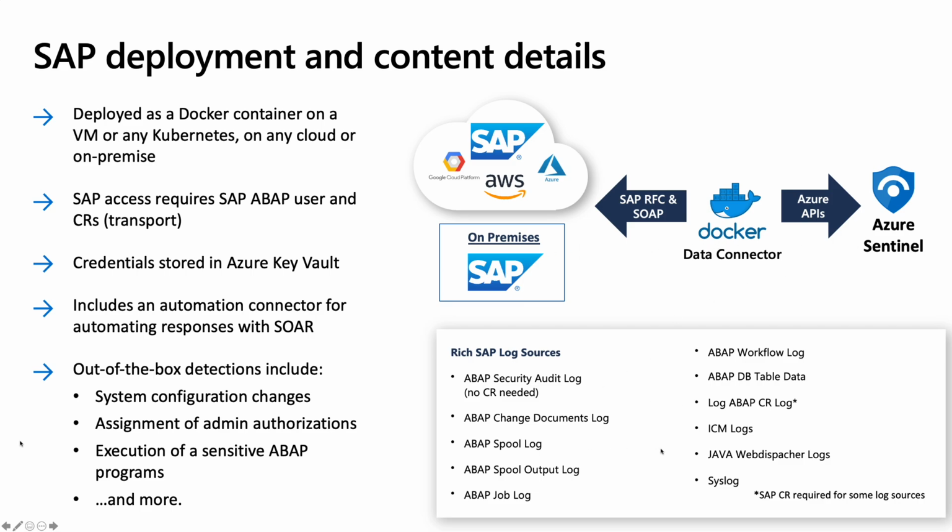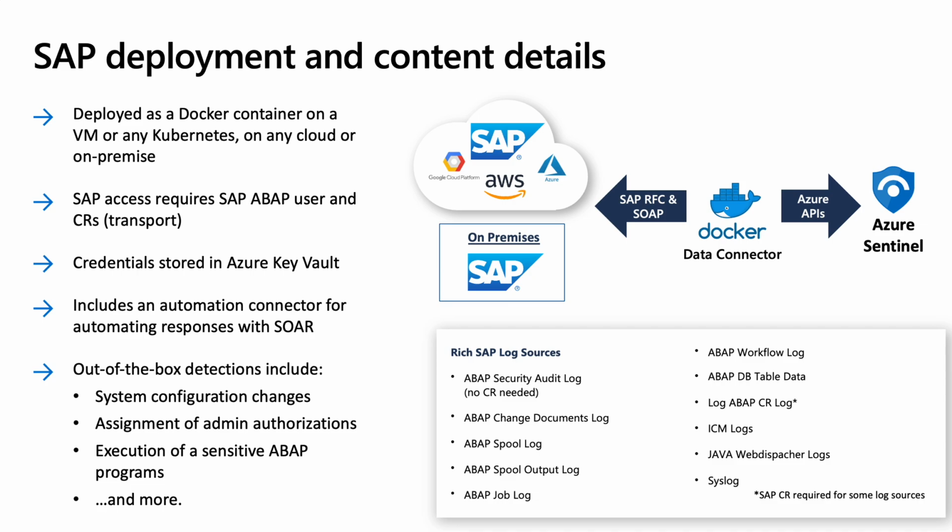We have a short example of some of the logs that we collect: the ABAP audit log, the spool log, the job log. In our documentation link we have more logs that we collect data from, and documentation for each one of the logs, which fields each one of them has, and you can read more about that over there.